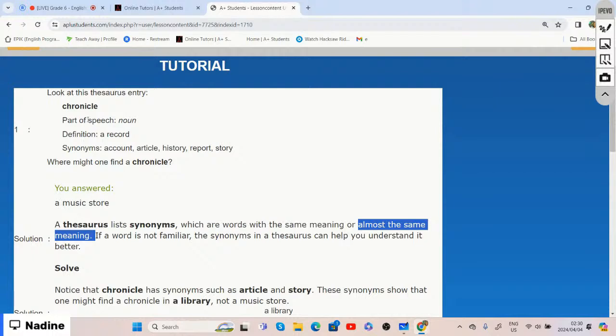So now the question is, where might you find a chronicle? A chronicle is a record, but the words that are the same or almost the same as chronicle are account, article, history, reports, or stories. Where would you find accounts? Where will you find articles? Things about history? Where will you find reports or stories? All of these things you will find at a library. Which means that chronicle, which is a record, is not a record label. It has to do with articles and stories, and these articles and stories and things about history you will find at a library.